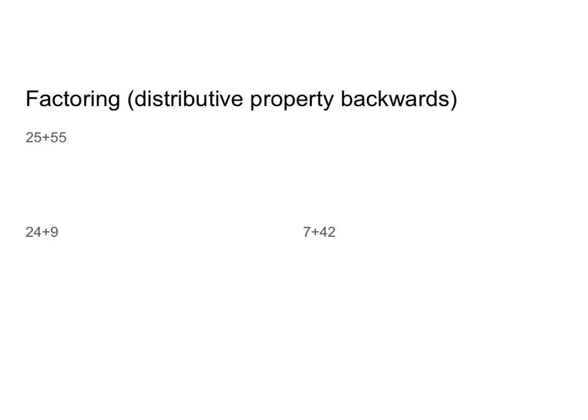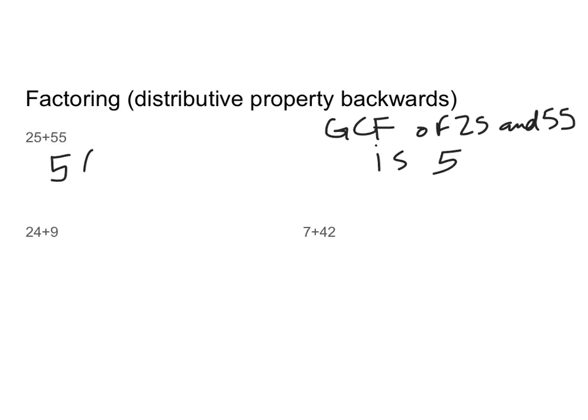What you want to do is find the greatest common factor of 25 and 55, because that's the number that's going to go outside the parentheses. The greatest common factor of 25 and 55 is 5. So that means we have 5 times, and then some numbers in the middle. What 2 numbers would be on the inside in order for it to equal 25 plus 55?